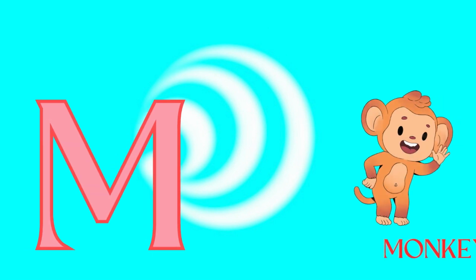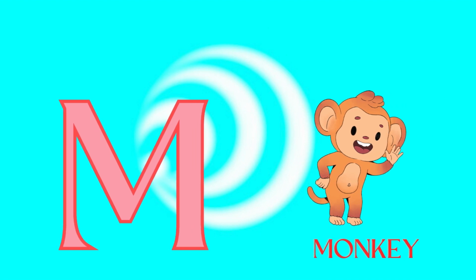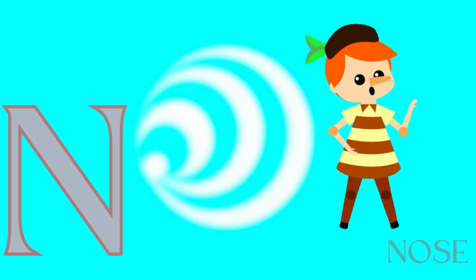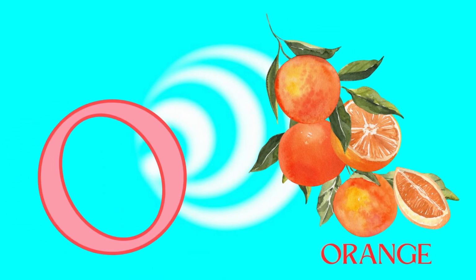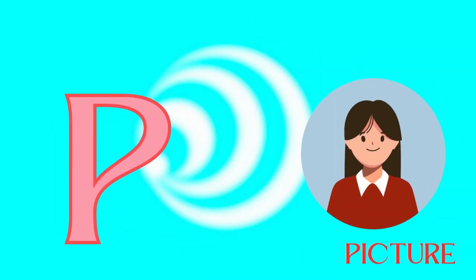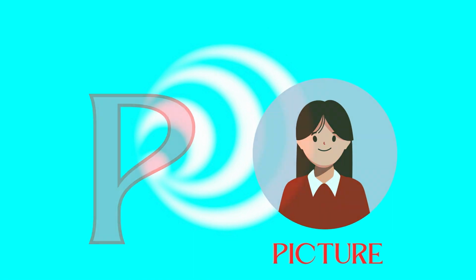M is for monkey, M, M, monkey. N is for nose, N, N, nose. O is for orange, O, O, orange. P is for picture, P, P, picture.